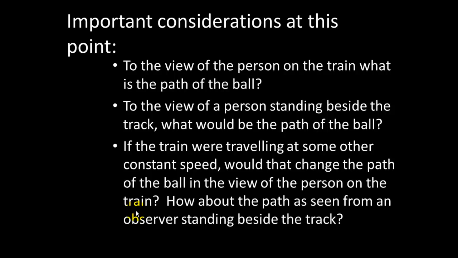I just described what should be the view of the path of the ball according to the person on the train. That is, the ball left her hand, went straight up, and came straight back down into her hand without her having to move her hand sideways or forward or backward. Now, to the person standing beside the track, they're seeing the ball going forward at 20 meters per second while they're seeing it go upward and slow down until it stops and then speed back up in the downward direction because of gravity. So the person standing beside the track sees both of these happening at the same time.